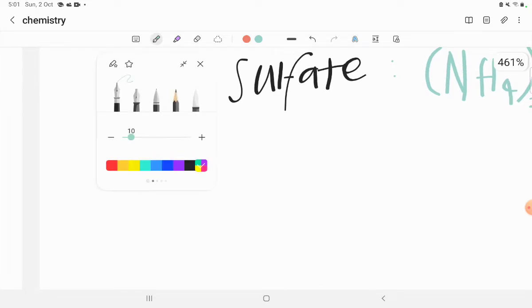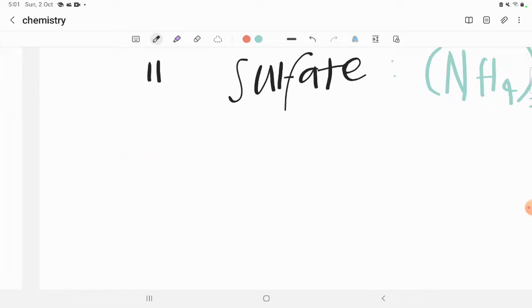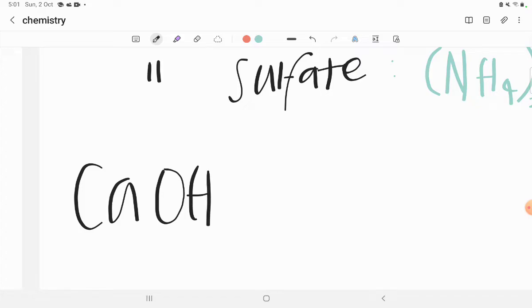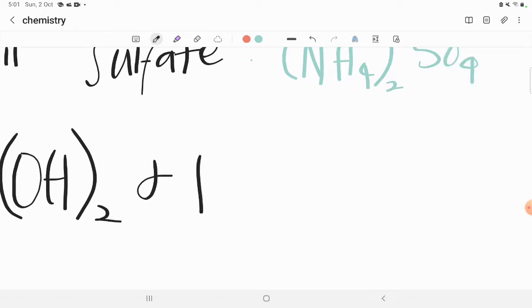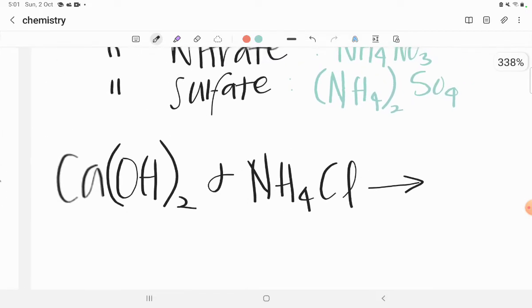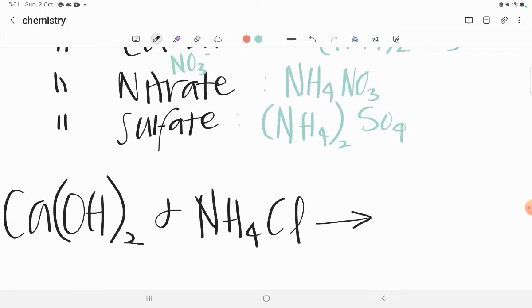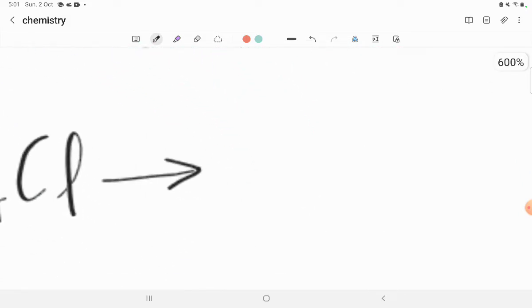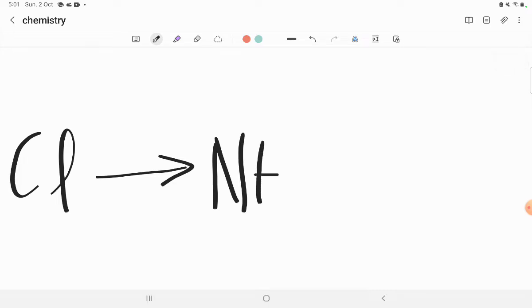Let's try. Okay, what does my note say? Calcium hydroxide. Calcium hydroxide, Ca(OH)2. Oh, this is lime water. Plus what? Ammonium chloride. Okay, ammonium chloride is NH4Cl. Okay, what is the salt? Oh wait, no, it's ammonia gas. Okay, ammonia gas is NH3.